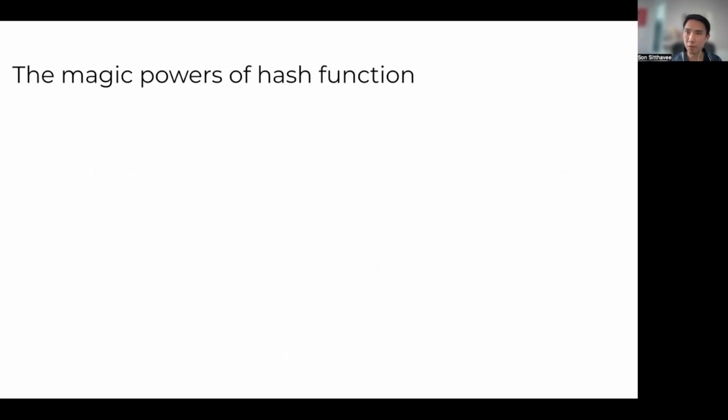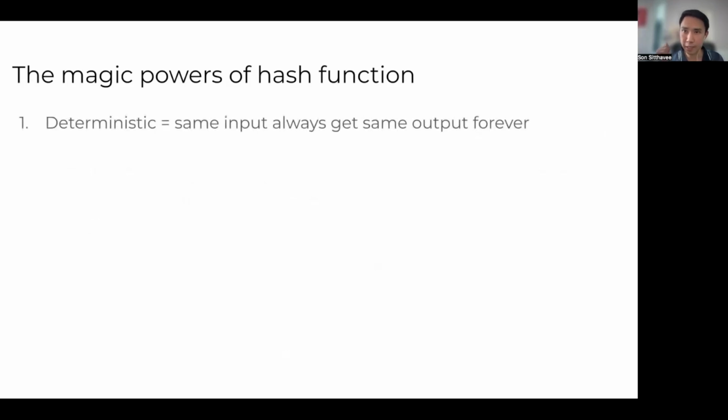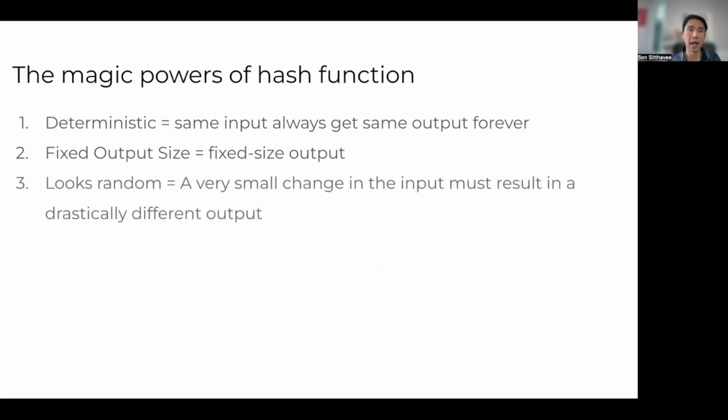And the magic powers of a hash function: first, it's deterministic. It means the same input always produces the same output forever, no matter what. Second, a fixed output size. It always produces a certain size that we want, and that's very useful as well. Third, it looks random. Even if you change something very small, for example, if you put ABC in the hash function you get some random output, and then you change it to ABCD by adding a D, and the output looks completely different from the hash of ABC.